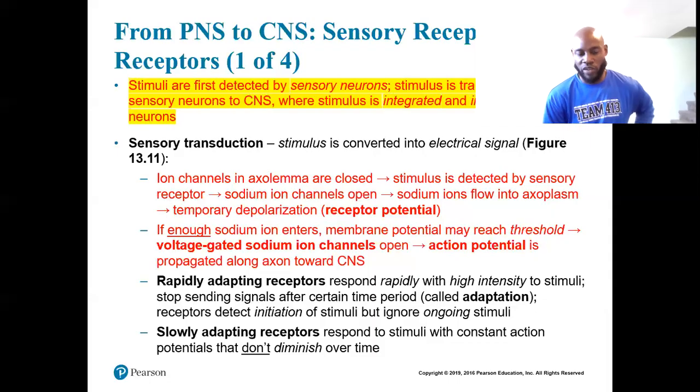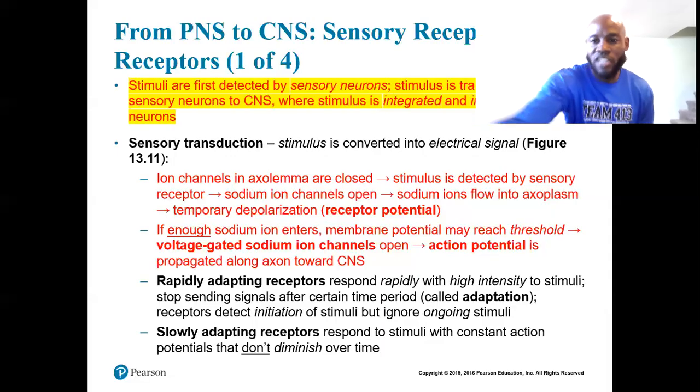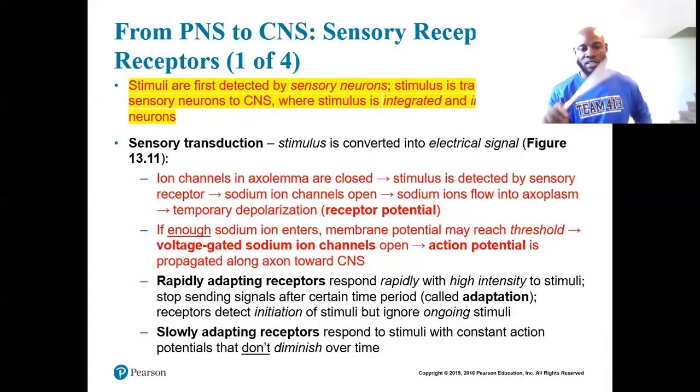So, sensory transduction, you'll see that term here. A stimulus is converted into an electrical signal. So I'm touching this. This is a drumstick my kids play with. I'm touching these drumsticks, right? But my brain is not touching the drumsticks.